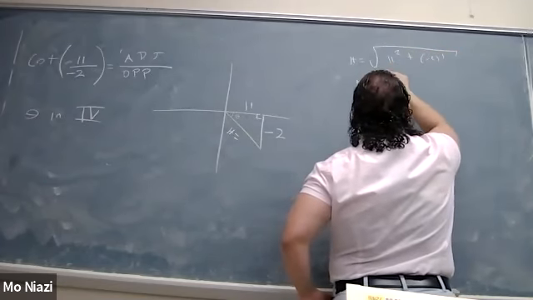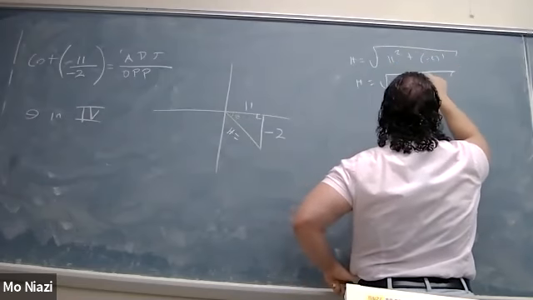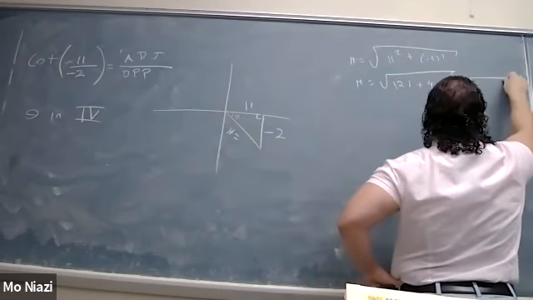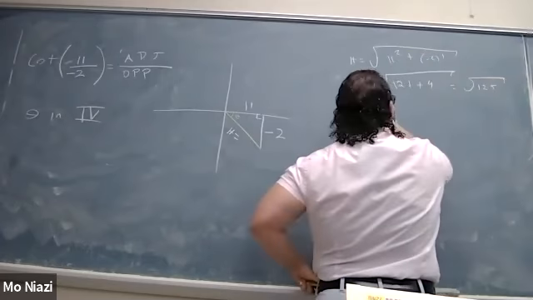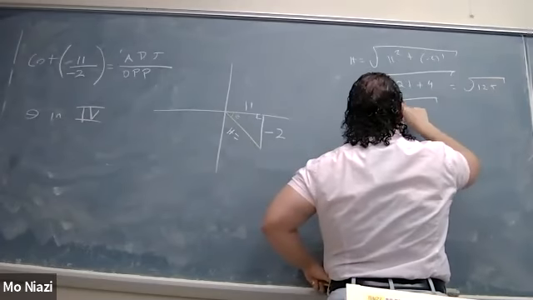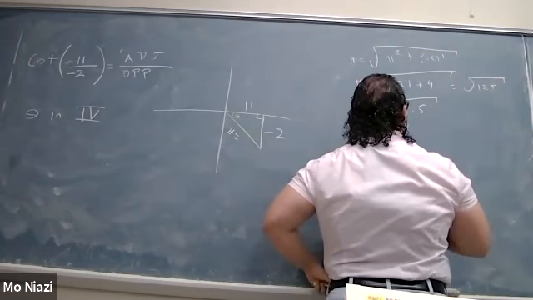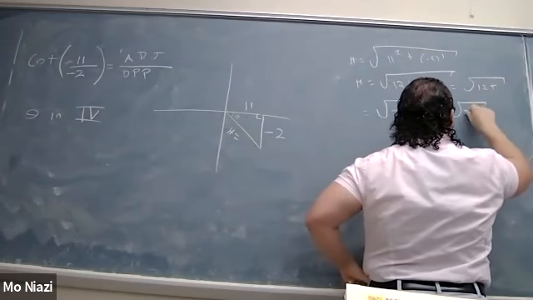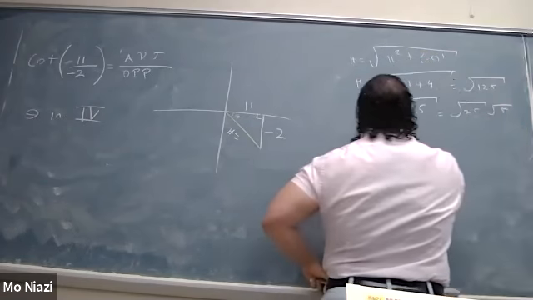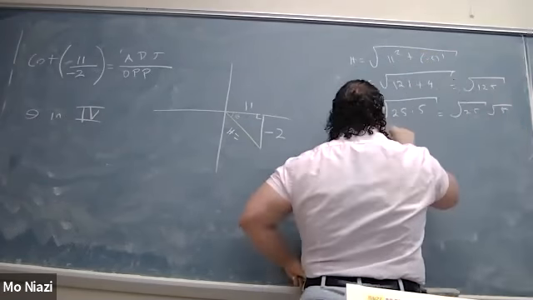So hypotenuse is equal to the square root of 121 plus 4, which is equal to the square root of 125, which is equal to the square root of 25 times 5. And that's the same thing as square root of 25, square root of 5. And that's the same thing as 5 square root of 5, hypotenuse. So then let's start to do all the trigonometric functions.